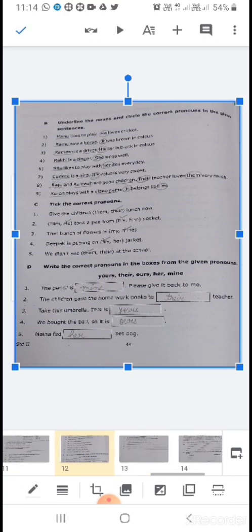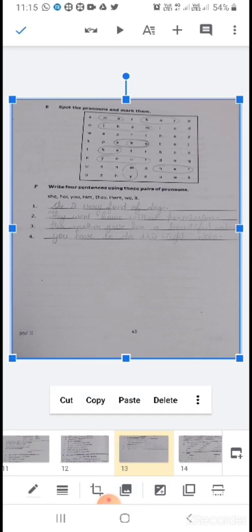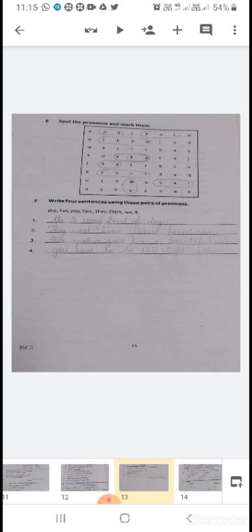Now see on the next page. On the next page, you just have to circle the pronouns and write some sentences. So I have circled some pronouns. See on your screens: me, her, them, she, he, your, her, you, him, they, them, we, it. You just have to circle first, then you have to make sentences with them. So the first sentence is she is very fond of dogs.